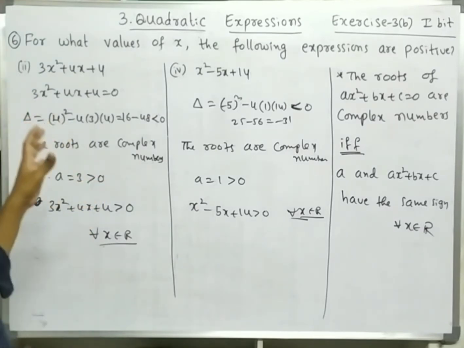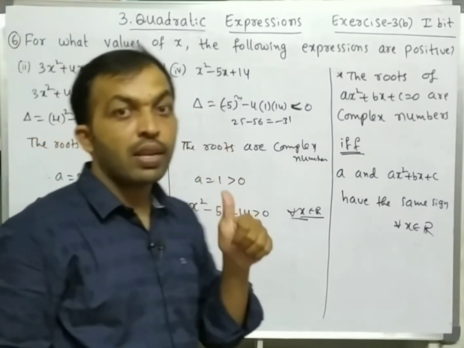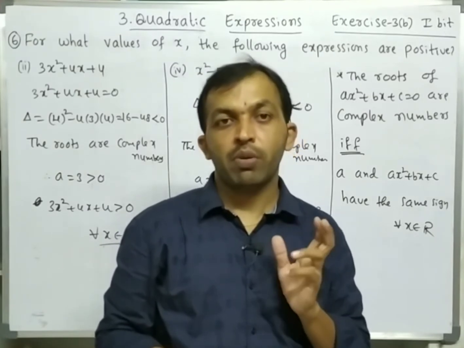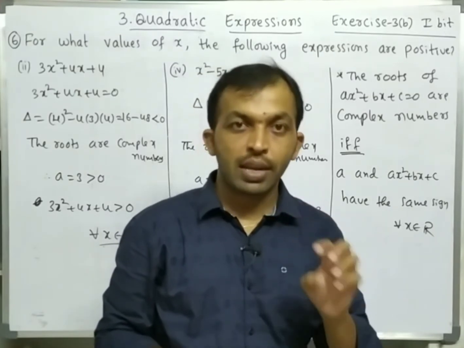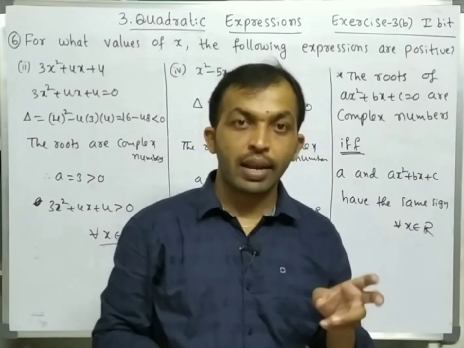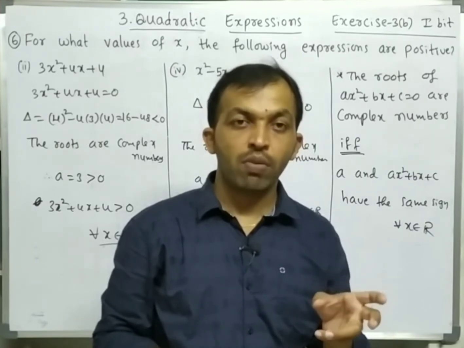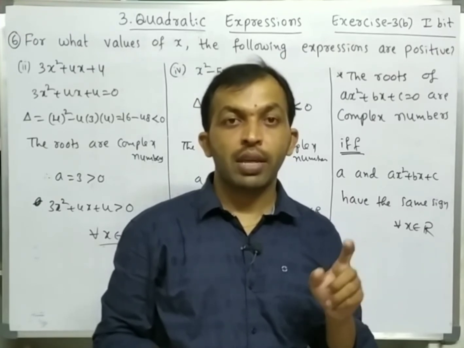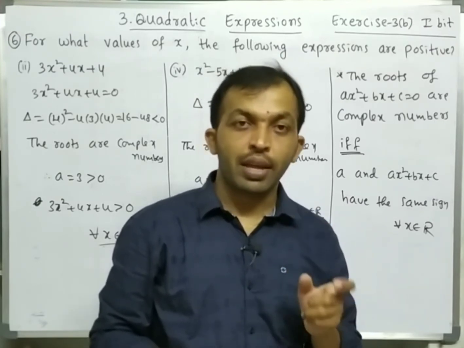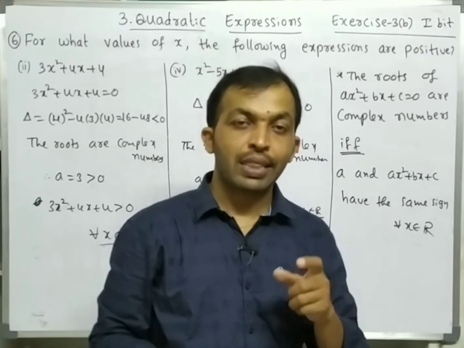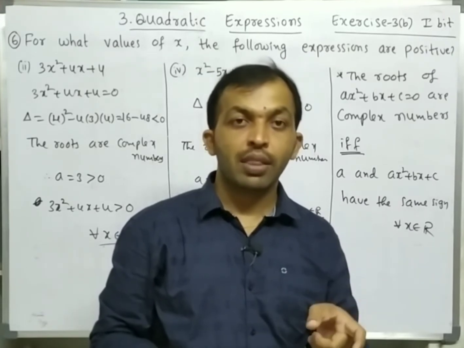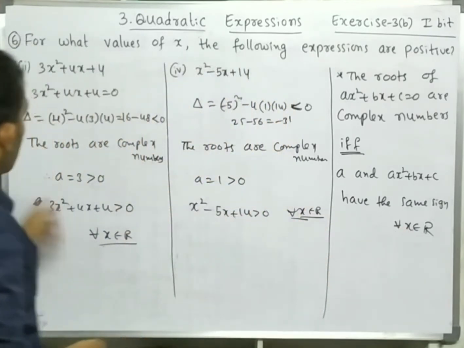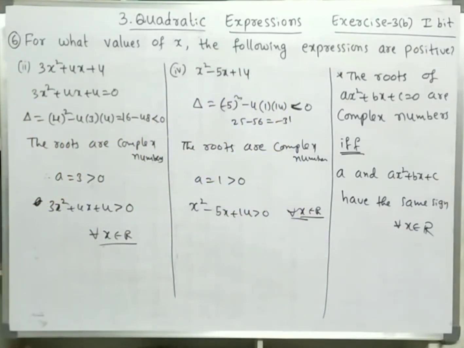So in this bit they asked when the quadratic expression is positive. If the roots are real numbers, a and the quadratic expression have opposite sign in the case alpha less than x less than beta. In the case x less than alpha or x greater than beta, both have the same sign. So this is about the complex numbers rule.